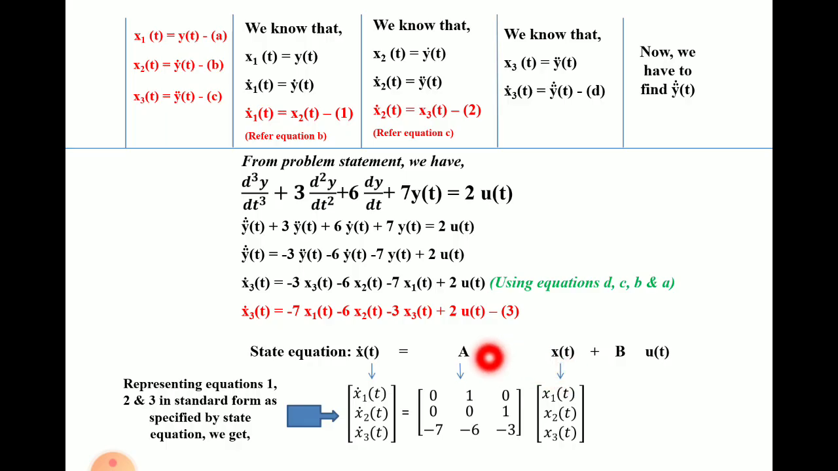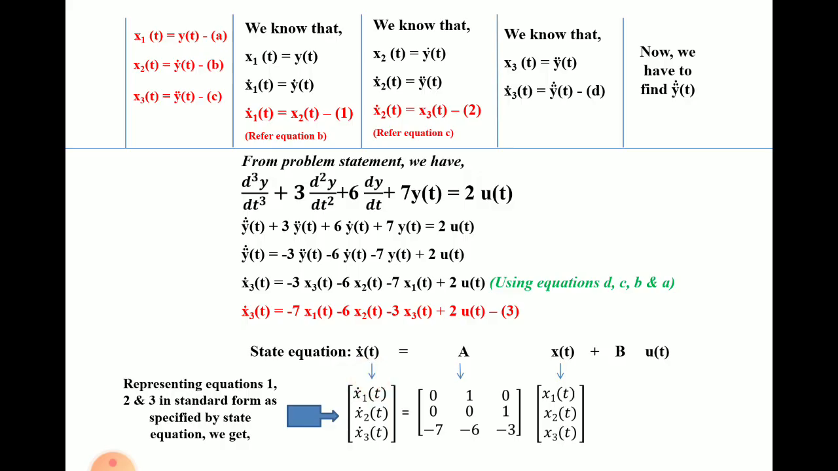X of t, right? So A is nothing but the coefficient of x1, x2 and x3 in the expression for x dot of t. Here you can observe the first row corresponds to x1 dot of t. In x1 dot of t, do you have any coefficient for x1? No, so we have written 0. We have a coefficient for x2, that is 1, so we have written 1. Do you have any x3 term? No, right? So the coefficient is 0.